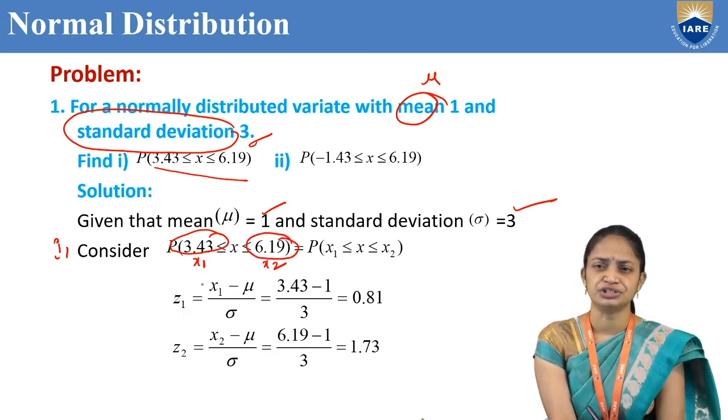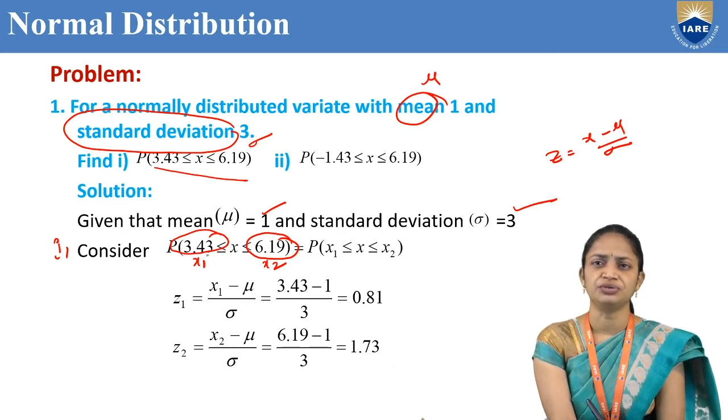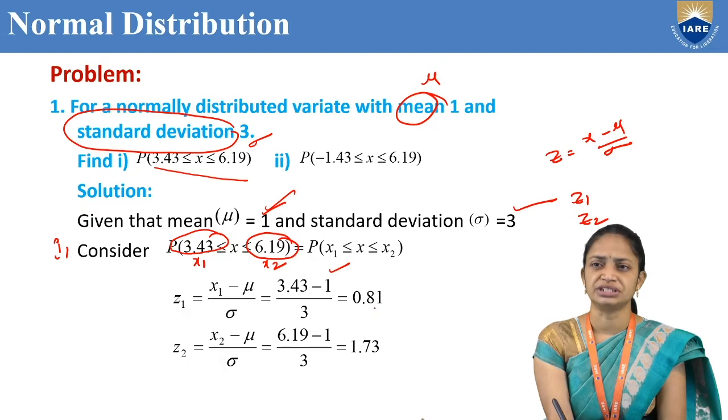According to the normal distribution formula, z equals x minus mu divided by sigma. Since we have both x1 and x2, we need to find z1 and z2. z1 equals x1 minus mu by sigma, which is 3.43 minus 1, divided by 3. Substituting these values and simplifying, we get z1 equal to 0.81.